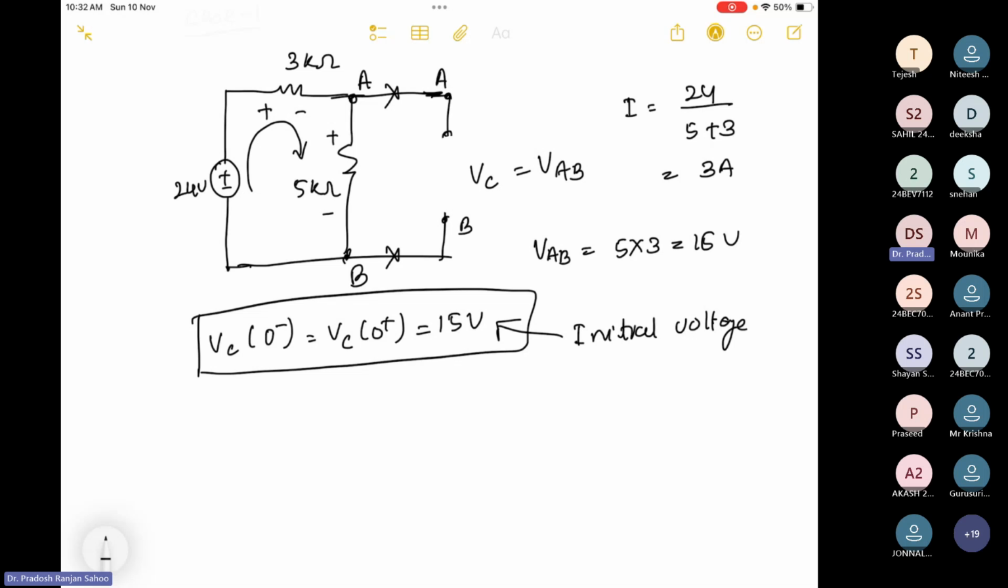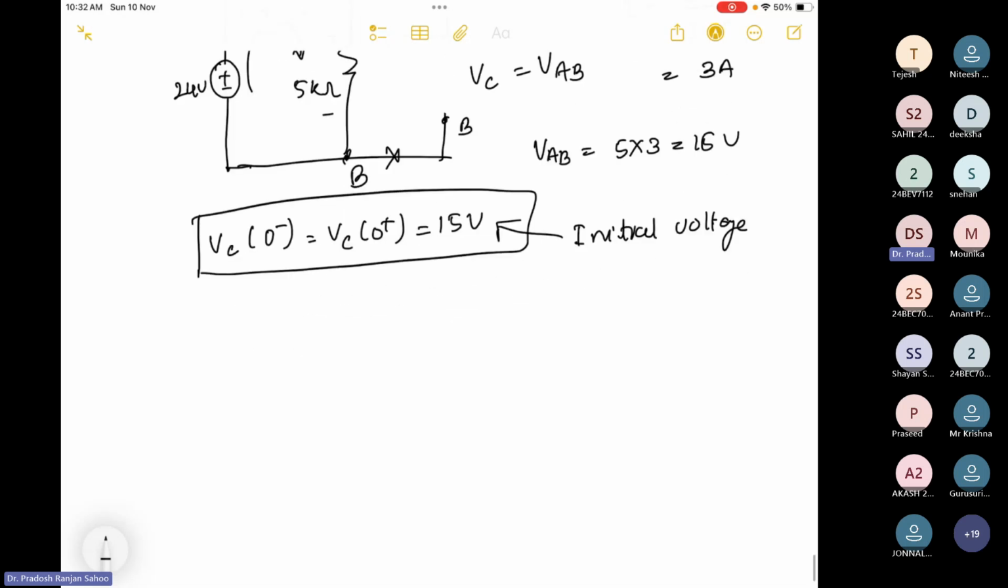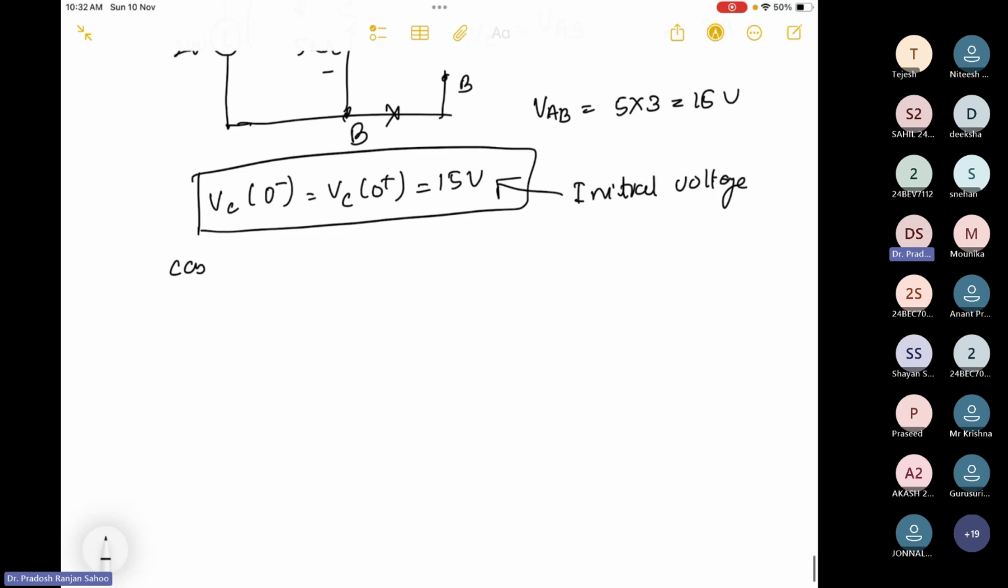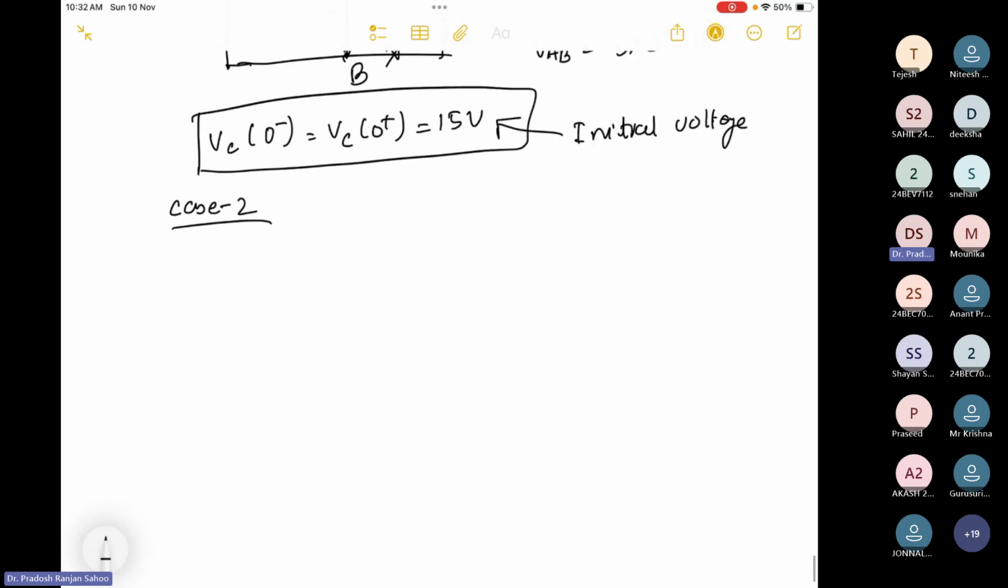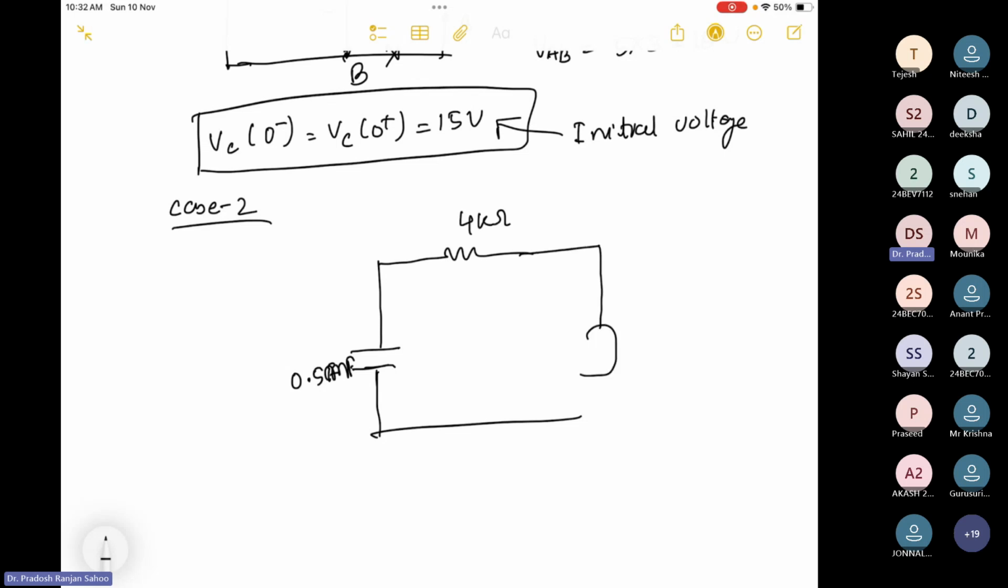Okay, I got the initial voltage as 15 volt. Now at t equal to 0, the switch is moved to position B. So I'll write down case 2 and redraw this diagram. This is the capacitor, 0.5 millifarad. This is 4 kilo ohm connected to another source of plus 30 volt. See here, I got the initial voltage.